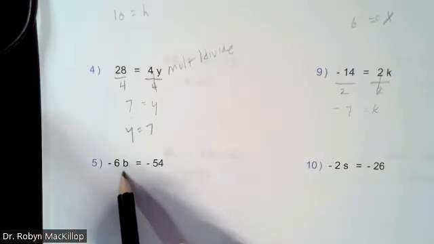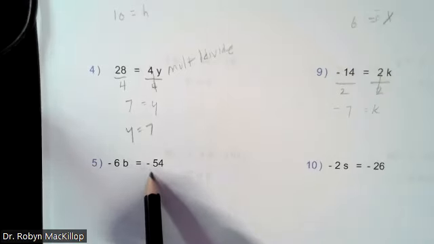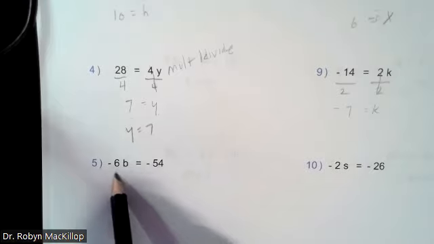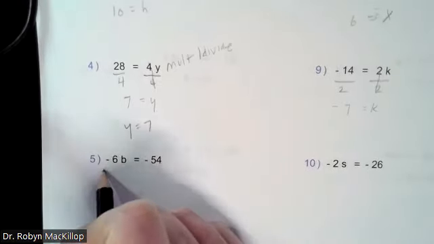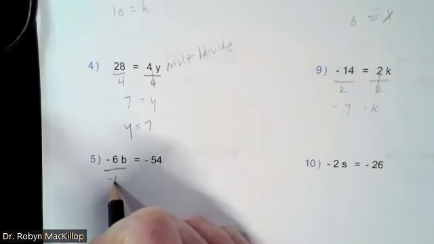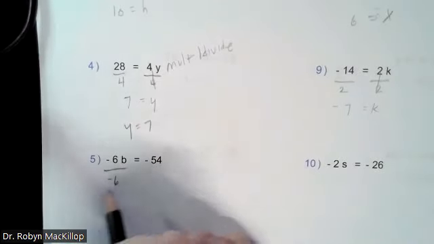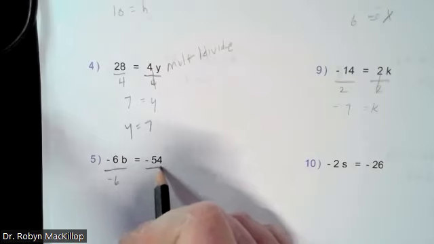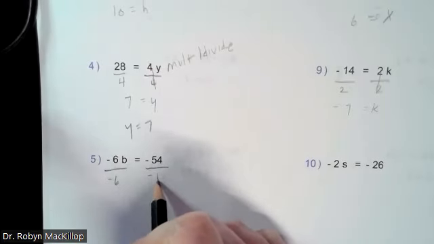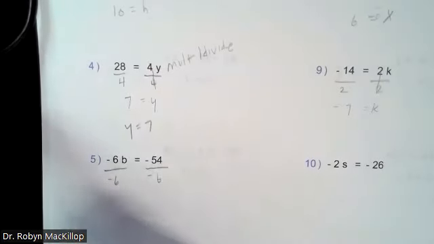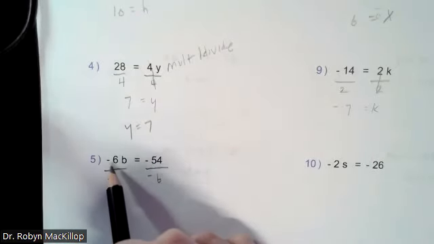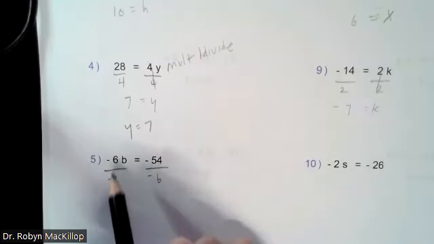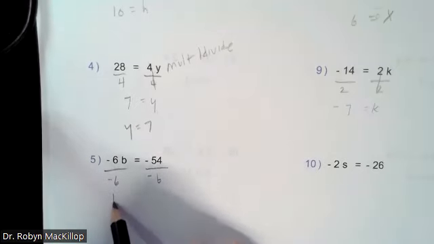All right, so let's check this out. We've got a -6 times b equals -54. We need to get rid of that -6. We've got to separate these two. So we're going to divide out -6, which means we're going to do the exact same thing over here. Let's see how good I am with my multiplication tables. So this immediately cancels. -6b divided by 6 is just b.